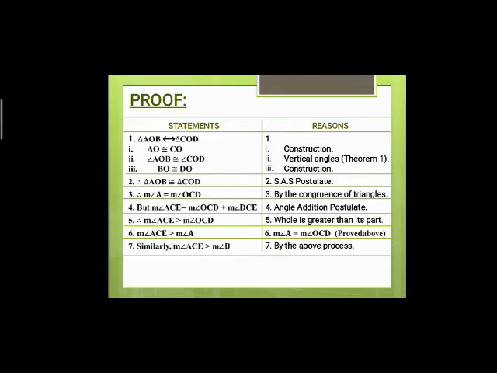So if the sum of all the parts is equal to angle ACE, and we subtract any of these parts from that side, then the remaining side is less than the measure of angle ACE. So we also say that angle ACE is greater than angle OCD, because the whole is greater than its parts. We also know that angle OCD is equal to angle A by the congruence of a triangle. So we put the value of OCD over here. Then we say that in step 6, angle ACE is greater than angle A.